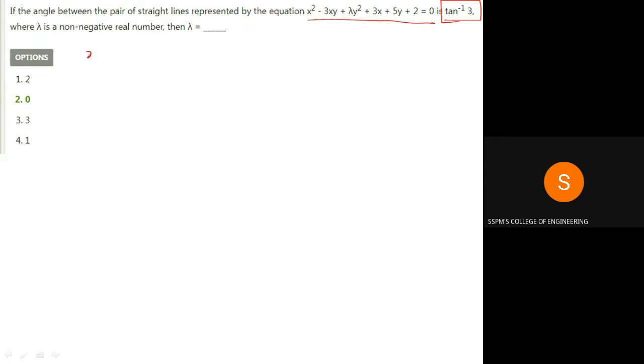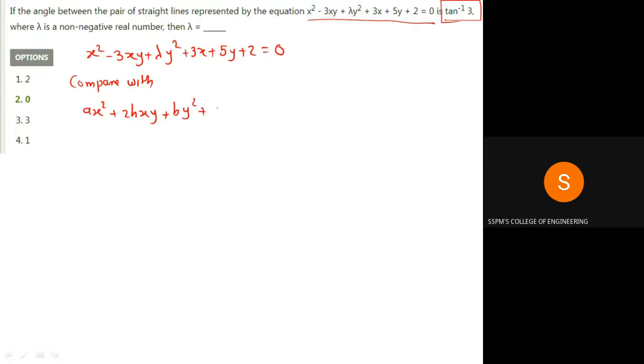What is given first? X square minus 3xy plus lambda y square plus 3x plus 5y plus 2 is equal to 0. Now we will compare it with the standard equation. What is the standard equation? It is ax square plus 2hxy plus by square plus 2gx plus 2fy plus c is equal to 0. First we will see what theta is. Theta is given as tan inverse of 3. That implies tan of theta is equal to 3. If you take tan inverse to the left hand side, tan of theta is equal to 3.